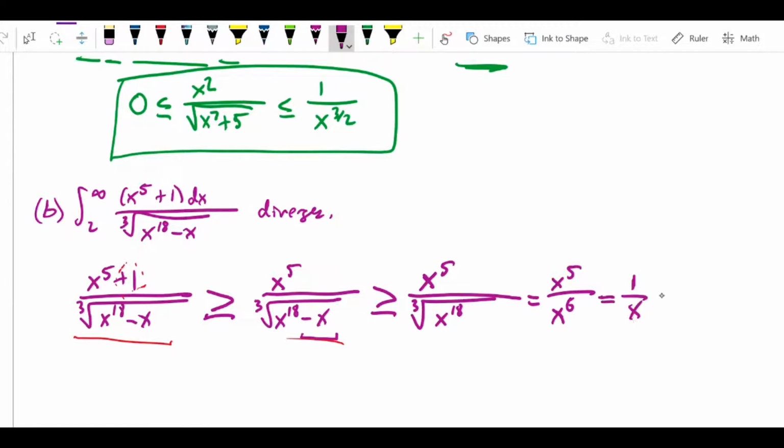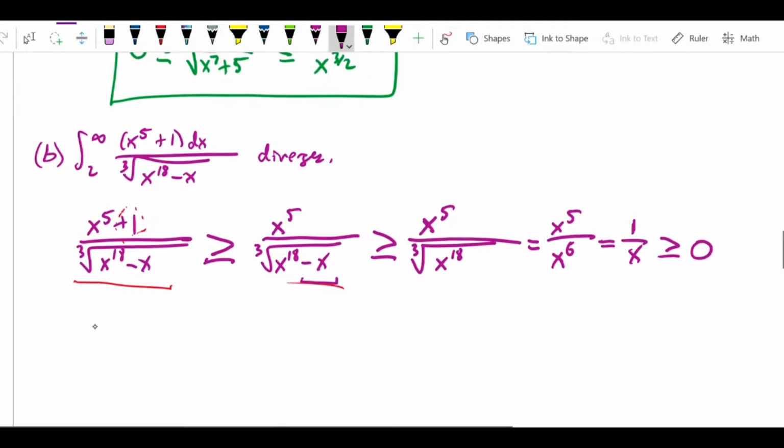And we, of course, know that for x going from 2 to infinity, which is the interval of integration here, that's certainly going to be greater than or equal to 0. So we now have, if I flip it around, which I'm going to do, I'm going to focus on this.